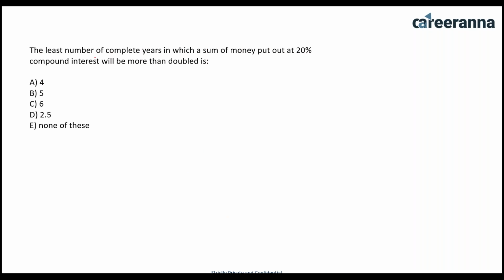So next question is: the least number of complete years in which a sum of money put out at 20% compound interest will be more than double. Very easy question, guys. I'll tell you a trick to solve it. Solve this question.